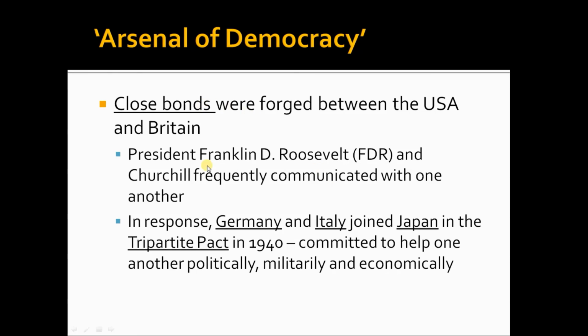Okay, now at the same time there were close bonds forged between the US and Britain. President FDR, Franklin Roosevelt, and Churchill frequently communicated with one another. So they were forming a very close relationship, even though strictly speaking, FDR and the US were not fighting against Germany. So in response to this, Germany and Italy joined Japan in something called the Tripartite Pact, because there's 3 of them, okay? So they committed to help one another politically, militarily, and economically. And on the other side of the equation, these of course eventually became what we know as the Axis powers.